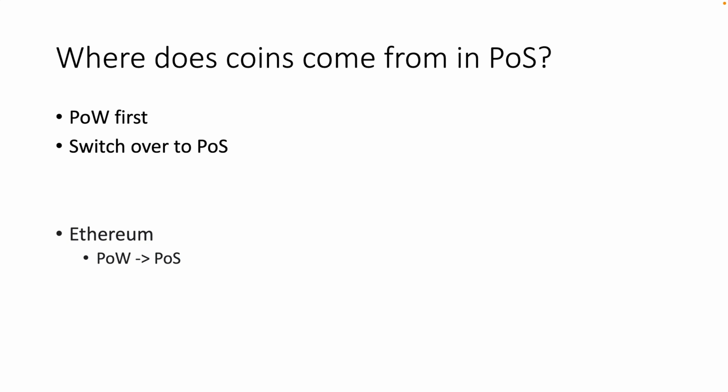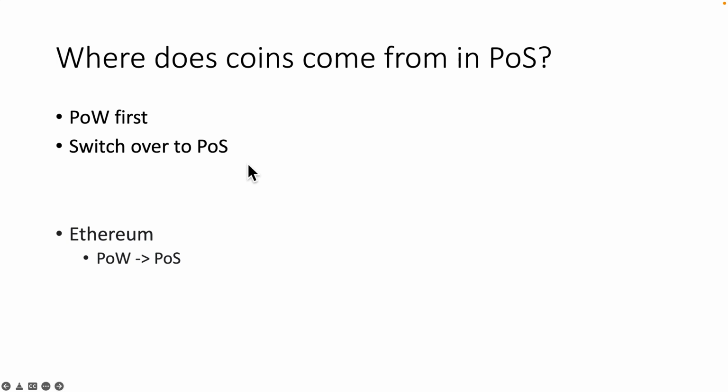Most proof of stake cryptocurrencies started out as proof of work, then switched over to proof of stake after they had plenty of coins to go around and had built a good ecosystem of users. For example, Ethereum is a cryptocurrency that was using proof of work, but has switched over to proof of stake. So now they are using proof of stake.